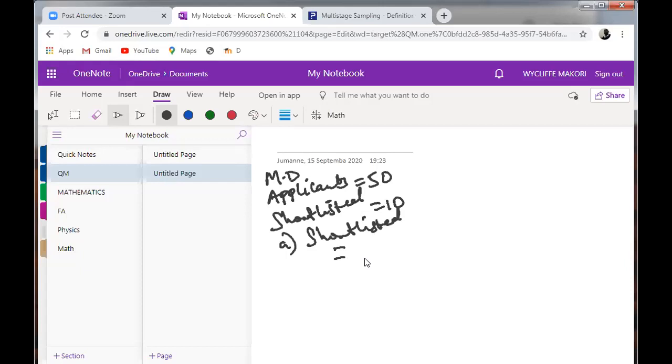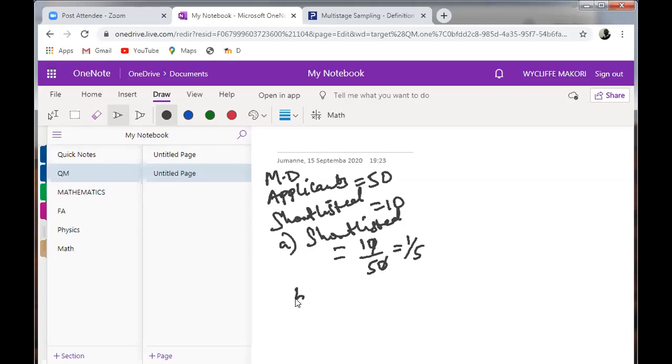1/5, 10/50, which is 1/5. That is Macrin. Anybody else with a different answer or feels the answer is something different? Lukale, how do you see it? I feel the same with Baclean, that it is 10/50, which is 1/5. I also agree with you. The probability that the person will be shortlisted is the total number of those who are shortlisted over the total number of applicants. So the probability is going to be 1/5. That is the probability that a candidate picked at random will be shortlisted.